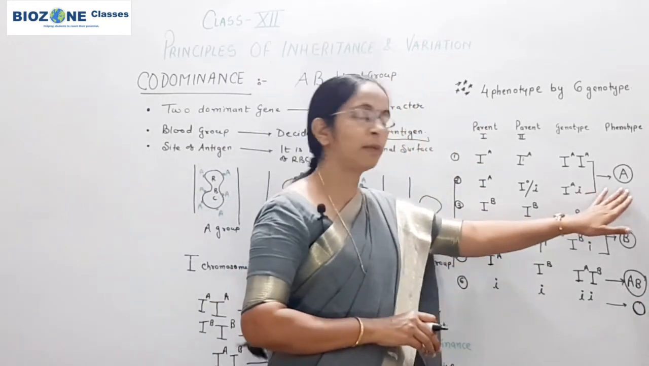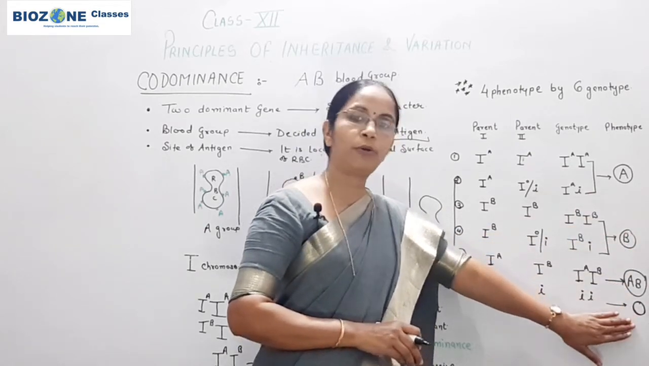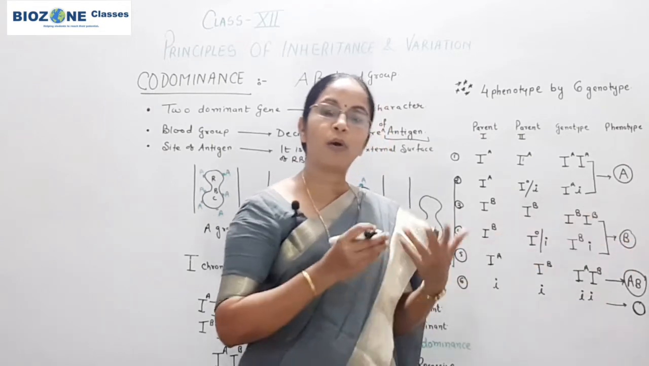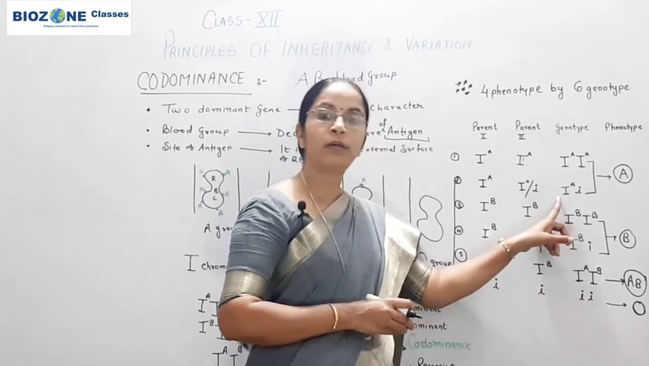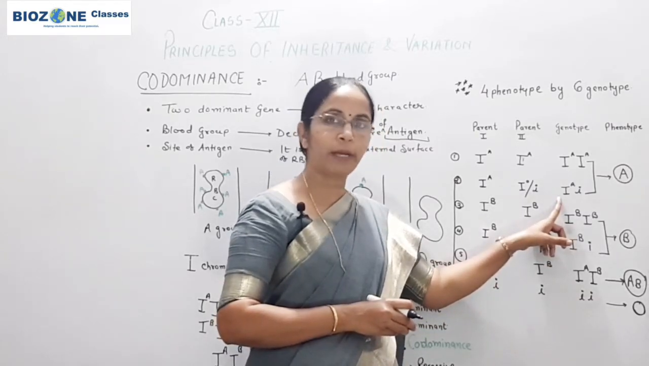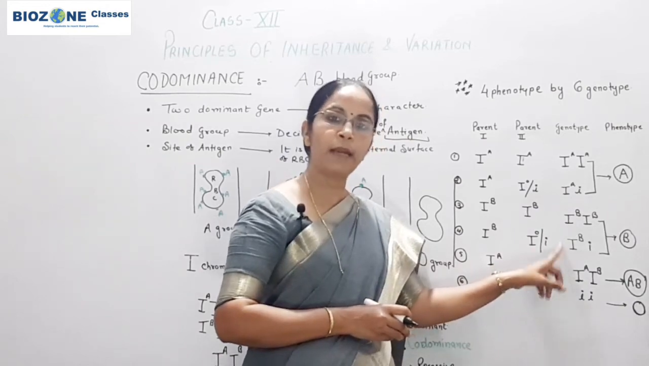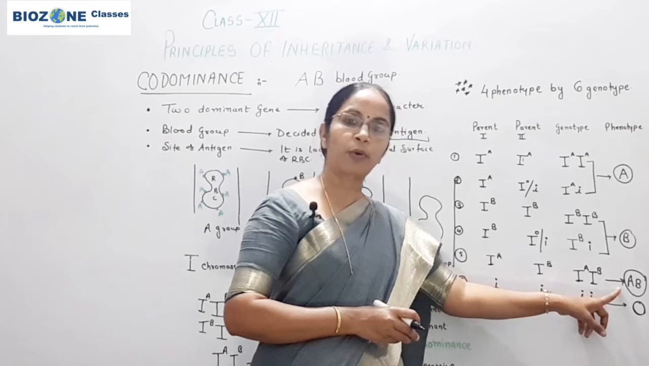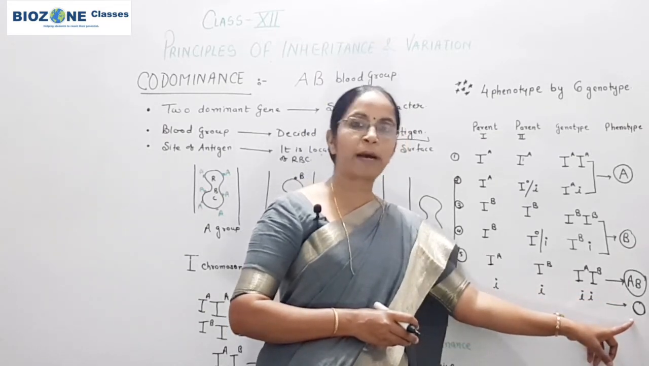Now how many phenotypes appear? 4 phenotypes: blood group A, blood group B, blood group AB and blood group O. And for these 4 phenotypes, how many genotypes do you have? 6 genotypes you have. 2 genotypes for dominant trait A, 2 genotypes for dominant trait B, one genotype for codominant and one genotype for the recessive. So this part you remember.